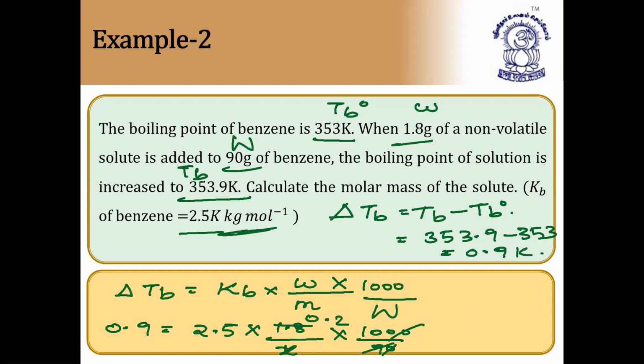So once again, note down delta TB. First, you have to calculate the elevation in boiling point, because both the boiling point of the solution after adding solute and the boiling point of the pure solvent are given. So the boiling point of pure solvent TB naught is equal to 353 kelvins, and the boiling point of the solution after adding 1.8 grams of non-volatile solute is 353.9, and the weight of solvent is also given, 90 grams, and we need to find the molecular weight of solute. So calculate the molar mass of solute, that is nothing but the molecular weight of solute.